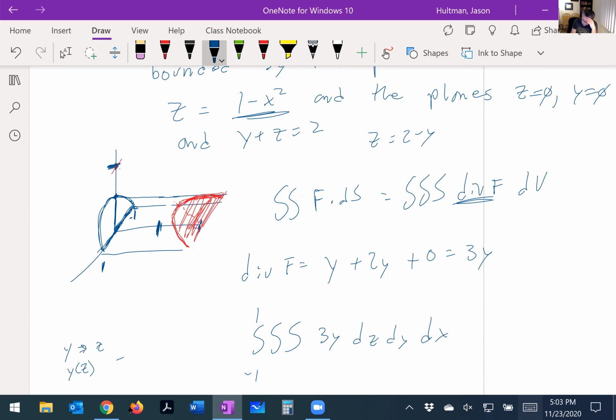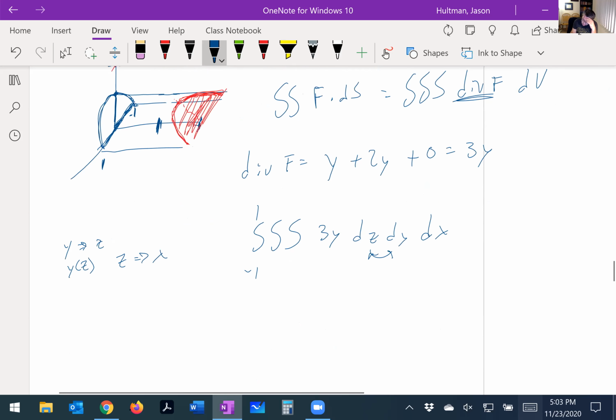And then z goes to x. So yeah, I got to swap these two. I got to swap those two. So x can stay there. Okay, but I'm going to swap these two.